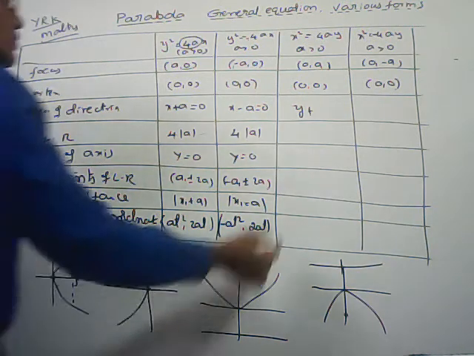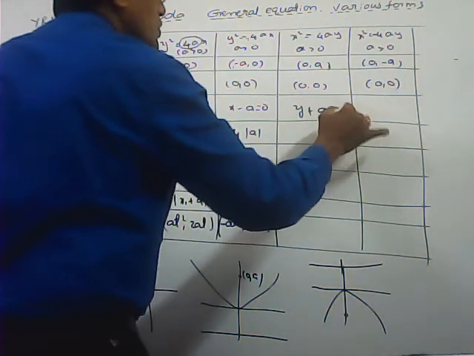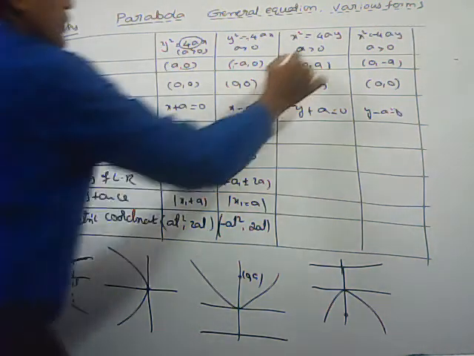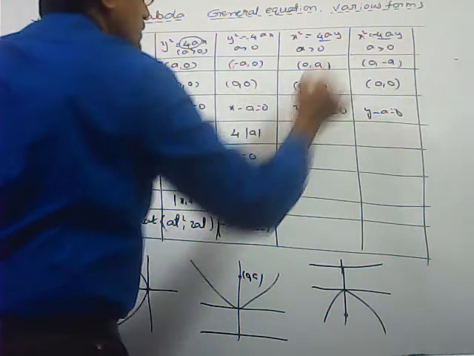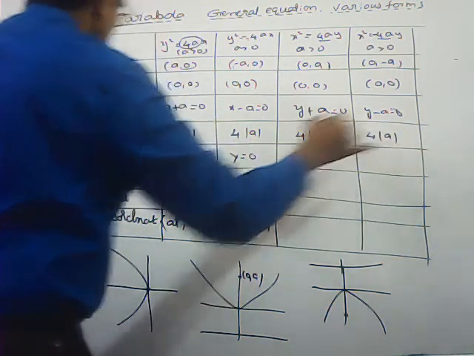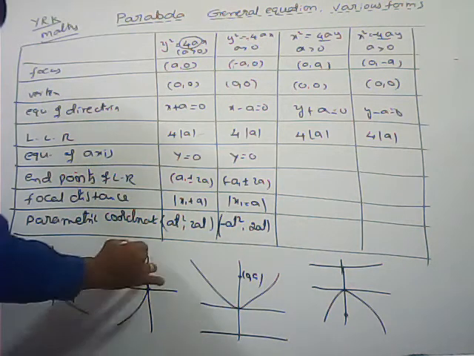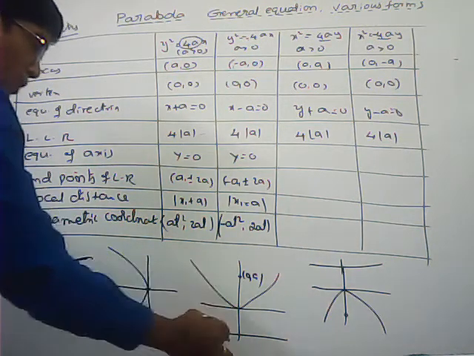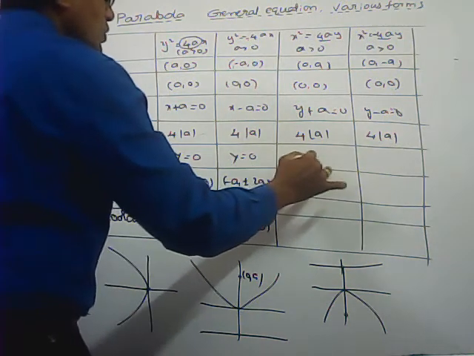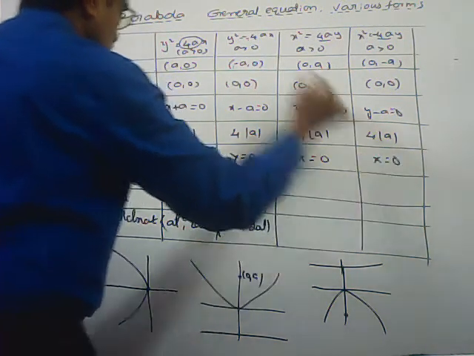Here y plus a equals 0, y minus a is equal to 0. Length of the latus rectum, everywhere the same thing only. This one we say length of the latus rectum, 4 into modulus of a. Equation of the axis, here this one y axis, that is the equation of the x. Equation of the y axis, that is x equals to 0. Here also x equals to 0.